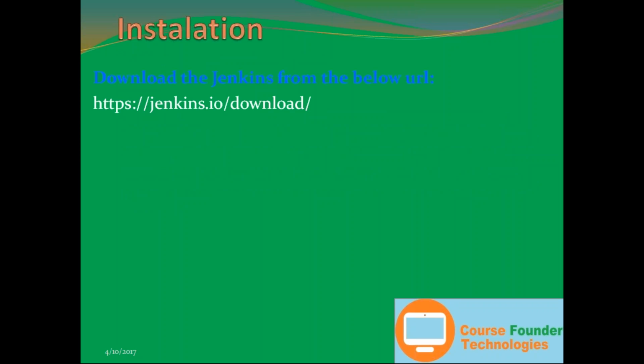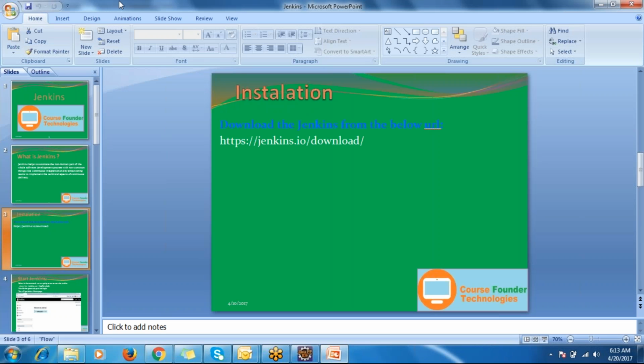Now the second step is how to download and install it on your machine. You can download the Jenkins software from this URL. It is open source and free, and you can download and install it on your machine. Just make a note of this URL, and I will show you how to download it and where exactly it is.